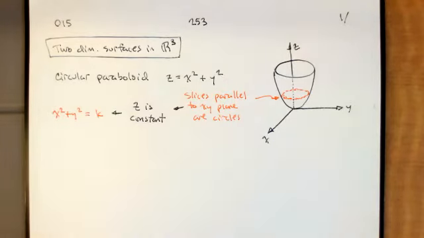Now, in the picture, we see that slices parallel to the xy plane are circles. We can see in the equation that slices parallel to the xy plane are circles, because x squared plus y squared equals constant. It's a circle centered at the origin with the radius the square root of k.